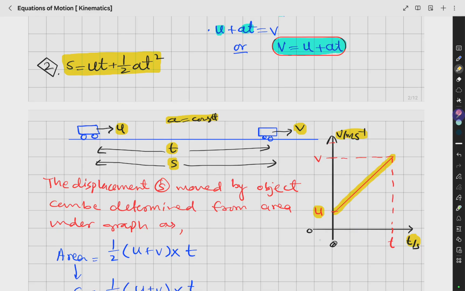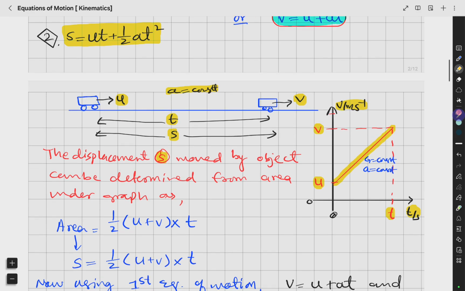Why? Because when we started recording its motion, it already had some initial velocity, and as you can see the gradient is constant, so its acceleration is constant, which is one of the conditions to use the equations of motion. So the final velocity is v after time t. It's still the same thing. So the displacement moved by the object can be determined from the area under the graph.